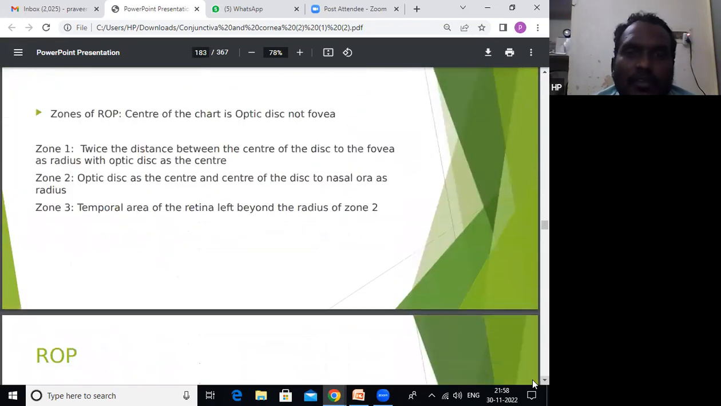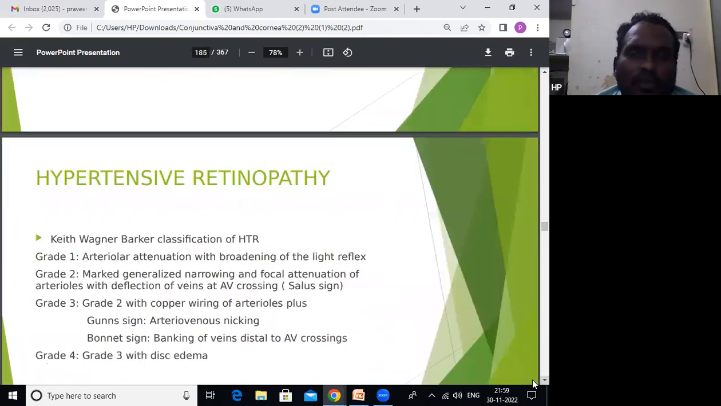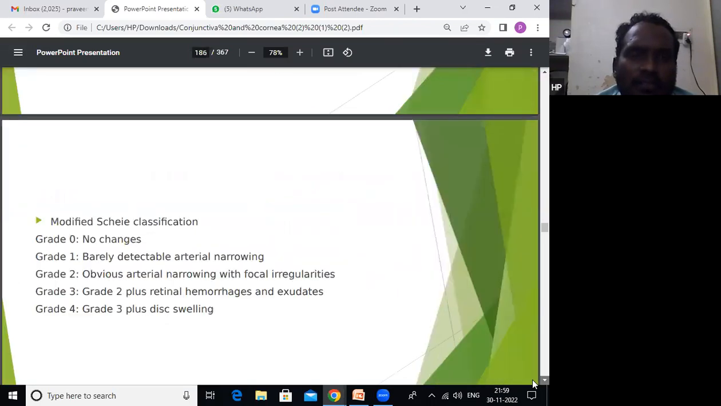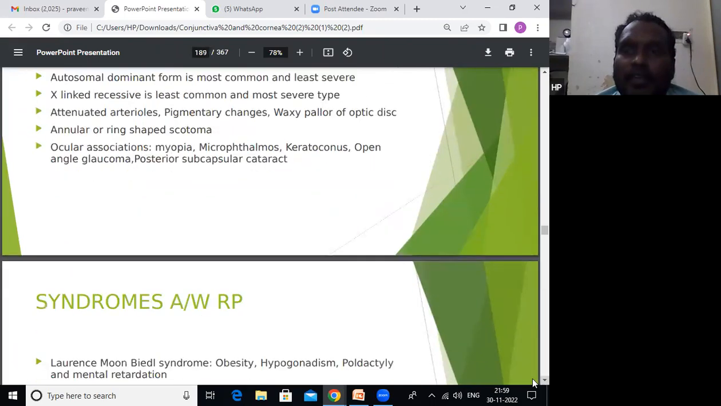ROP, please read. You have to know about the zones. What is zone 1, what is zone 2, what is zone 3. That is the question in ROP. Hypertensive retinopathy, usually they're not asking questions. Usually you do not have questions on hypertensive retinopathy. Here you have a question.